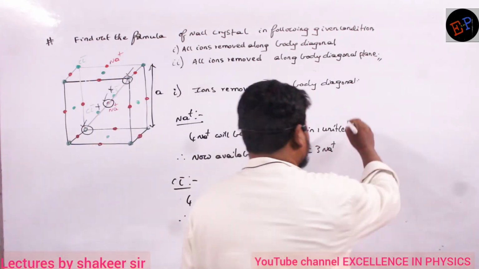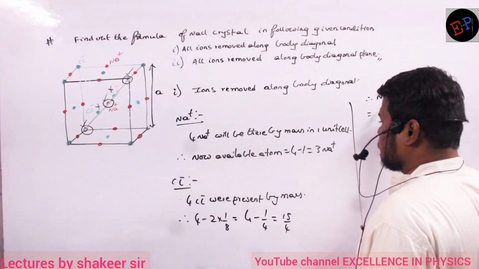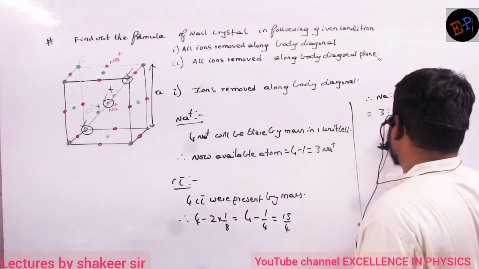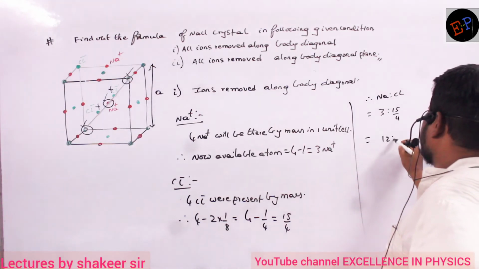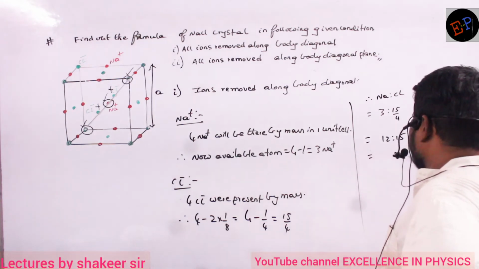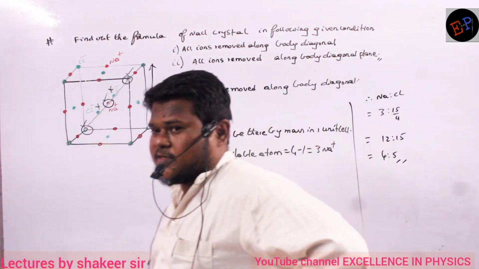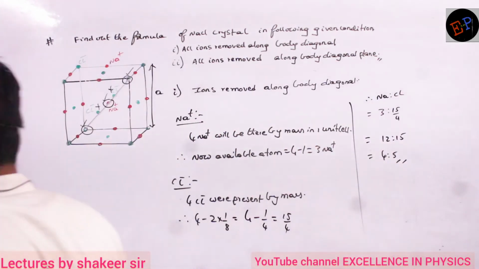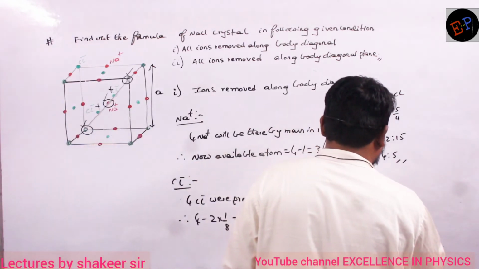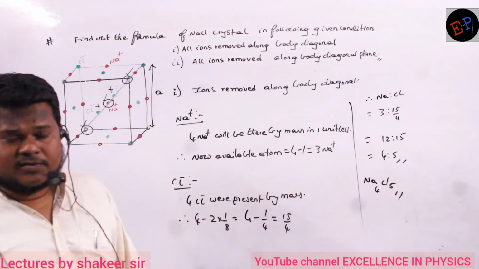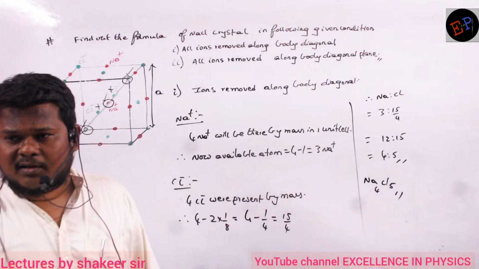So take the ratio. Na is to Cl is 3 is to 15 by 4. So 12 is to 15. 12 is to 15, divisible by 3, gives 4 is to 5. So this is the ratio of Na plus and Cl minus. Now how can you construct the formula? Na4Cl5. That's all. This is my answer. So this will be the formula of this crystal if the ions present on the body diagonal are removed.